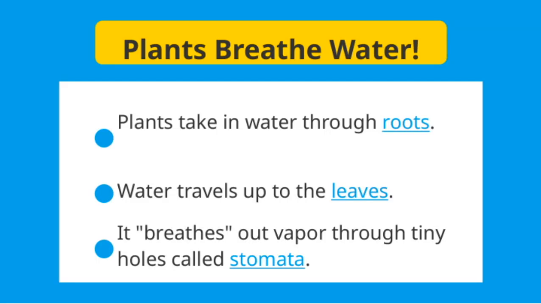So here's an interesting fact. Plants actually breathe water. They do this by releasing vapor through tiny holes in their leaves called stomata. These small openings are essential because they help regulate the plant's water and gas exchange.